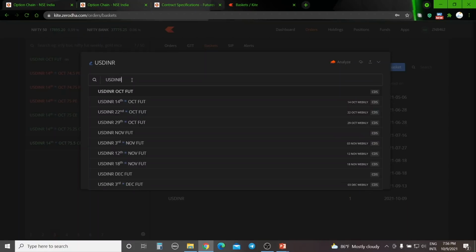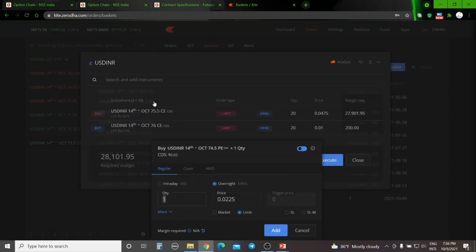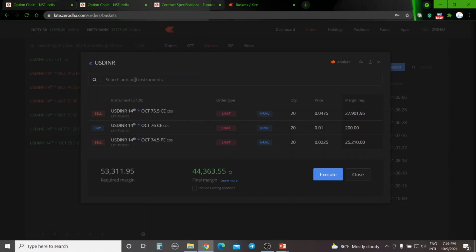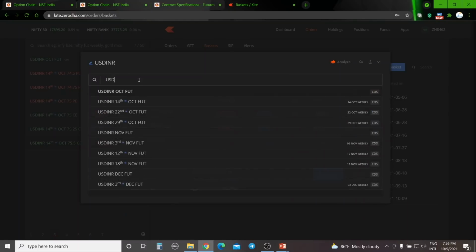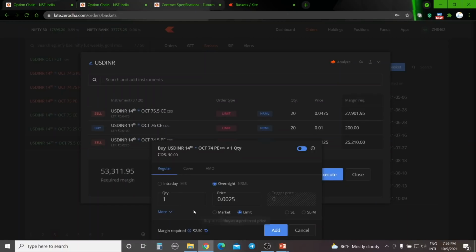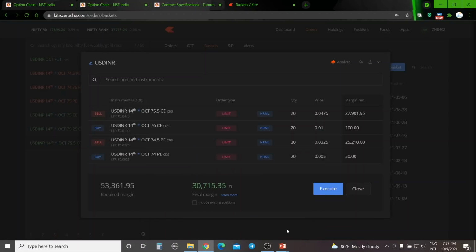Okay. Then the PE side. So we go to USD INR weekly 74.5 PE. We sell this, 20 contracts, and add the lower PE, say 74. USD INR weekly 74 PE. The contract is not traded, that's the problem. Let's say 0.01 here. So this should provide something here.